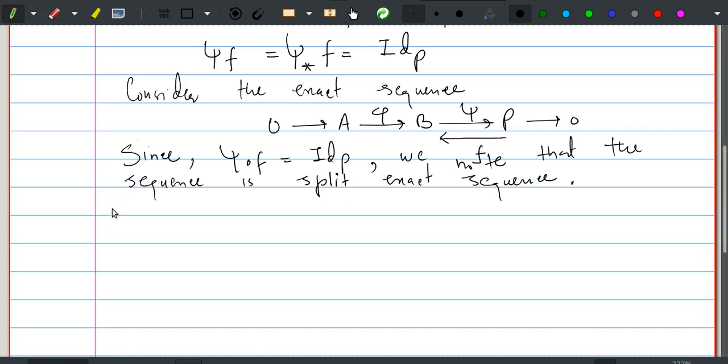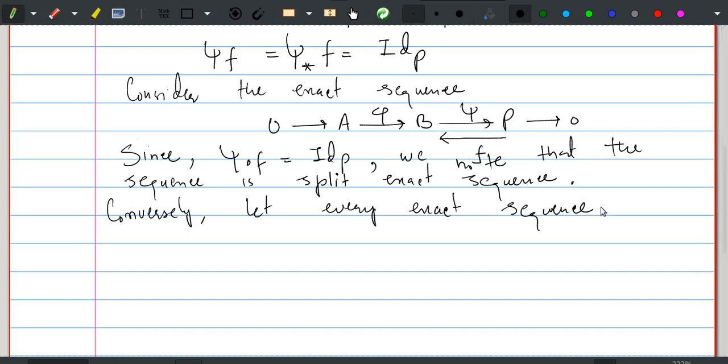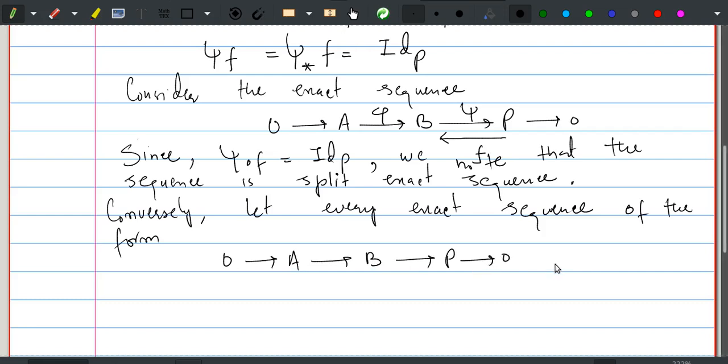Now let us do the converse. Conversely, let every exact sequence of the form 0 goes into A goes into B goes into P, and P goes into 0 split, for any R modules A and B.